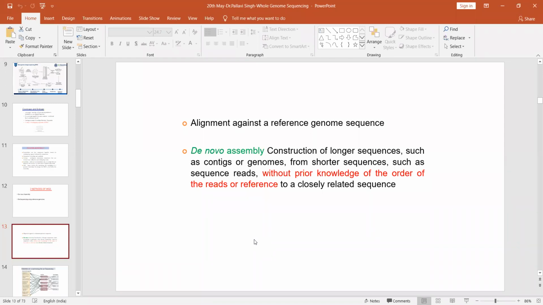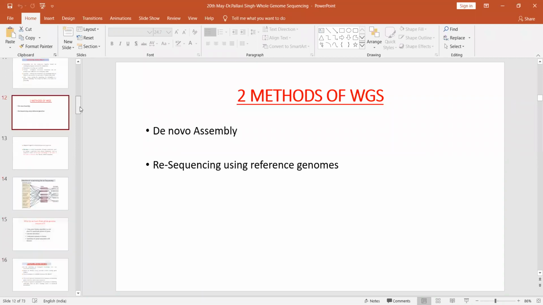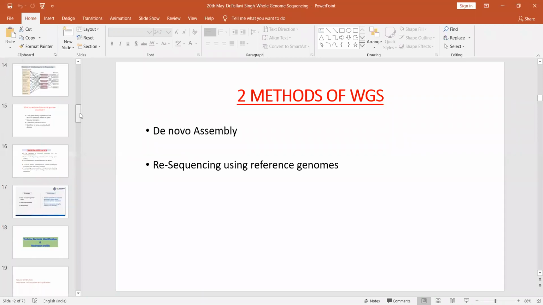They started in 1988, and in 2001, they were able to tell the entire genomic sequence of the human DNA, the 3.1 billion. So obviously, shotgun genome sequencing or whole genome sequencing was a landmark discovery after Sanger's method. We carry out WGS in two ways: de novo, and resequencing using reference genomes.